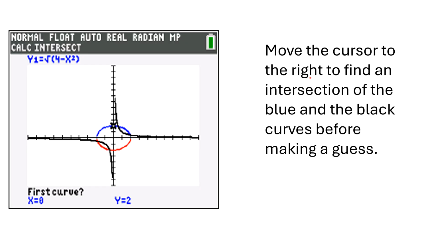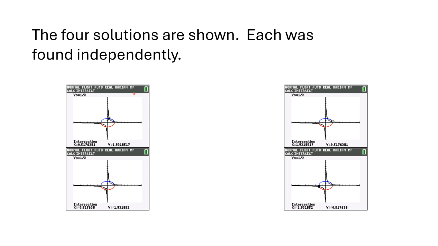So move the cursor to the right and define the intersection of the blue, which is the top semicircle, and the black curves before making a guess. So we're going to just use the arrow and move it over. So we're going to have to answer those three questions. First curve, we're going to select Y1. Second curve, we're going to select Y3. Now, here are the four solutions. The first one is going to be right here at x equals 0.5176381, y equals 1.931851.